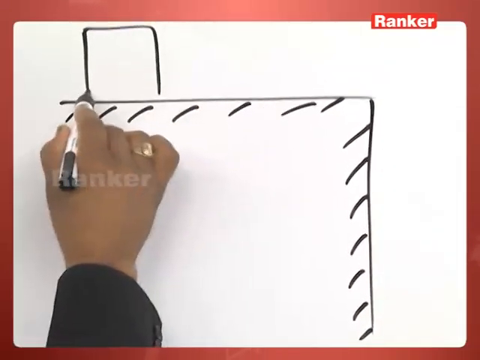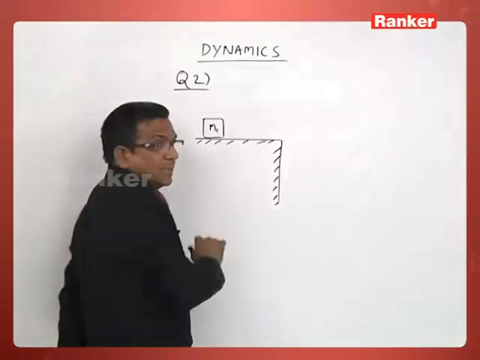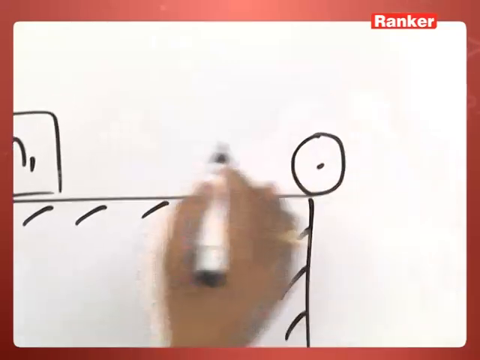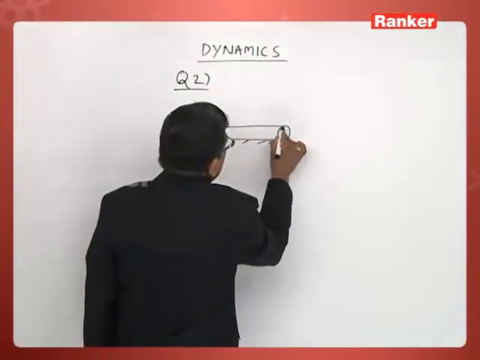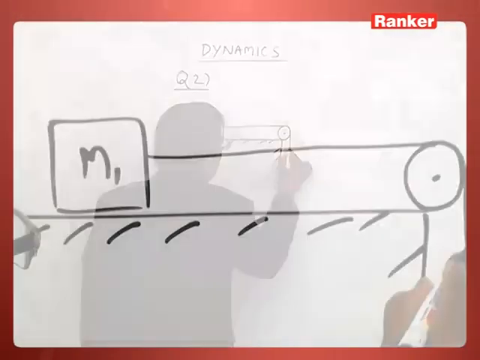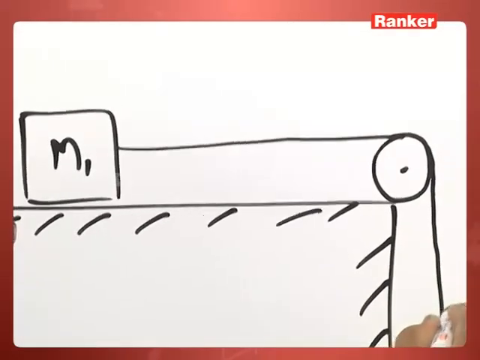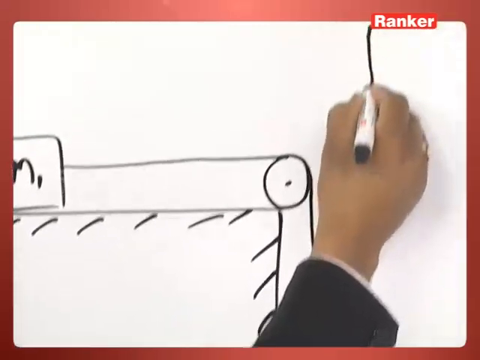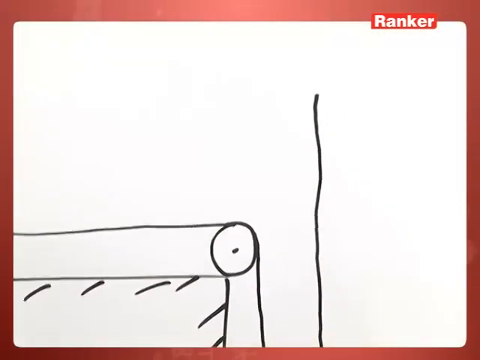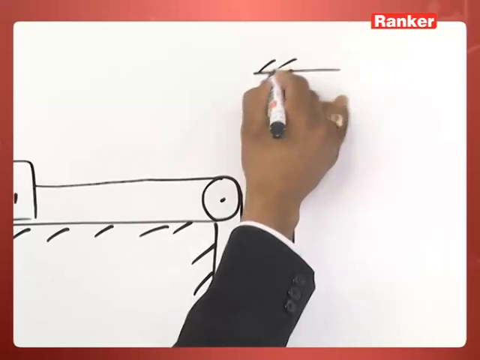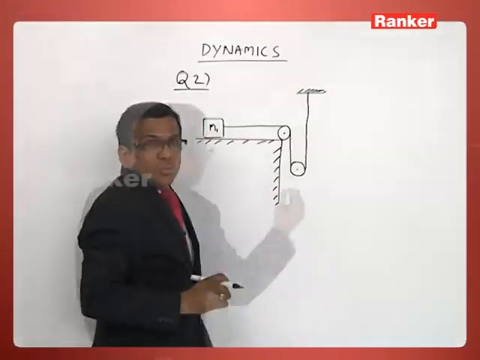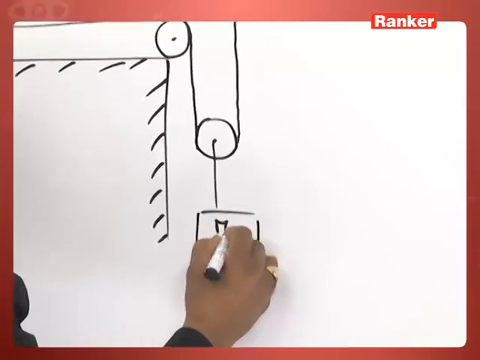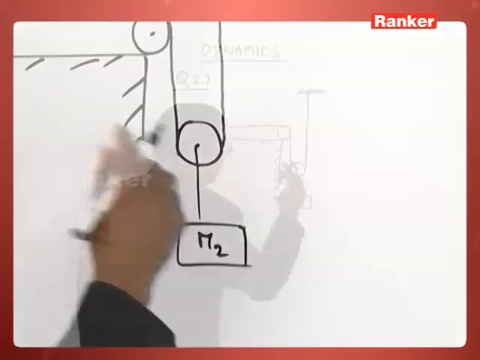And there is a block. This block is of mass m1 given, and here there is a pulley attached, and it is connected by a thread, and that thread is passed over the pulley. Here one more pulley is there like this, and the same thread passes over this pulley and is connected to a rigid support. From this pulley a block of mass m2 is hanging like this. This is the diagram given.